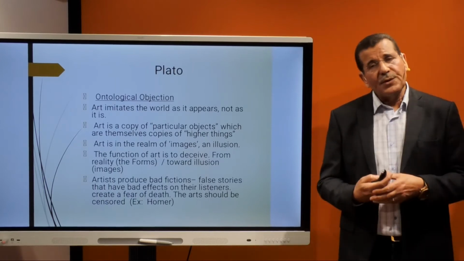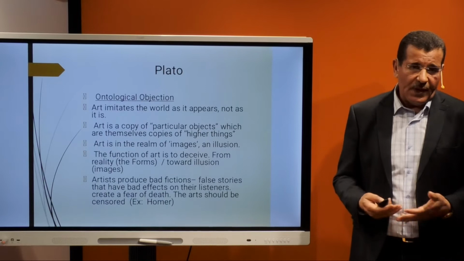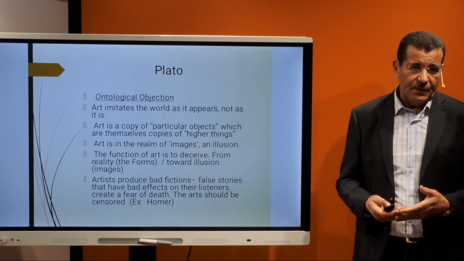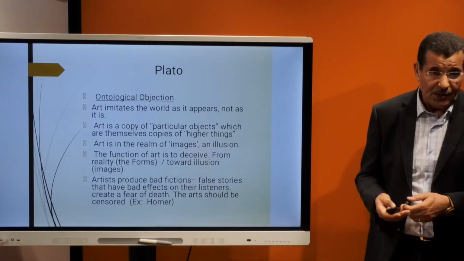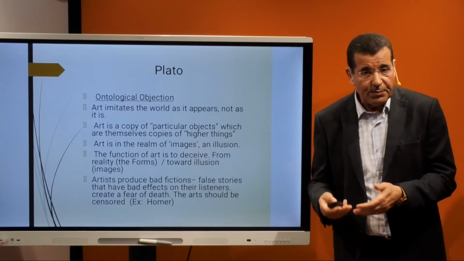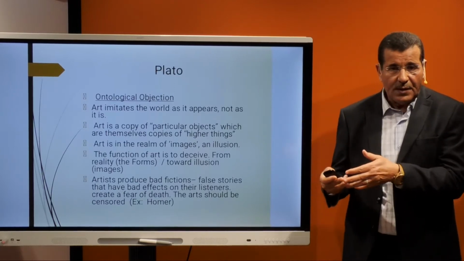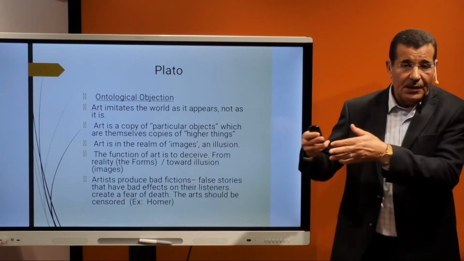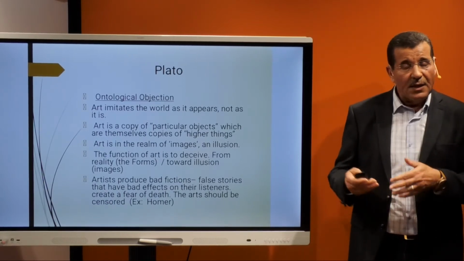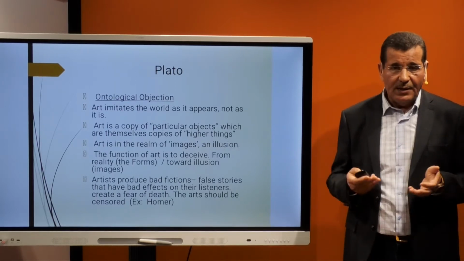Now, Plato's objection is based on the fact that art imitates the world as it appears, not as it is. So that's why for him it is false. Art is a copy of particular objects, which are themselves copies of higher things. That's why, according to Plato, the artist cannot reach the truth, and he is only living in the realm of illusion and images.